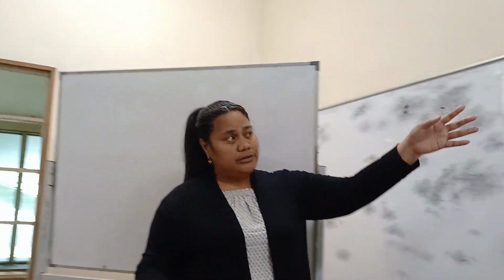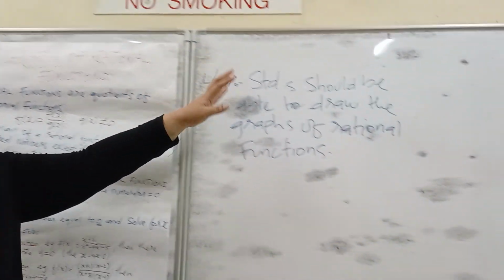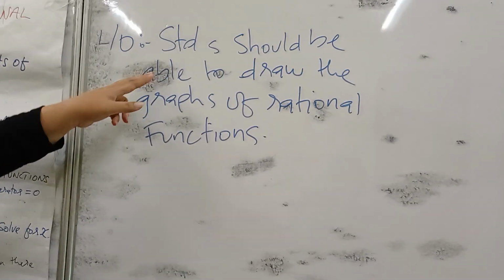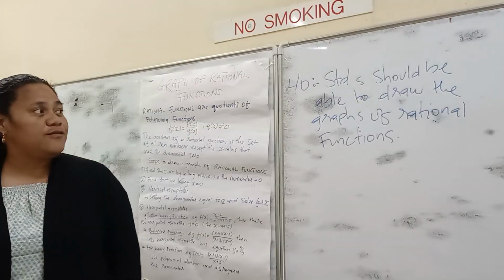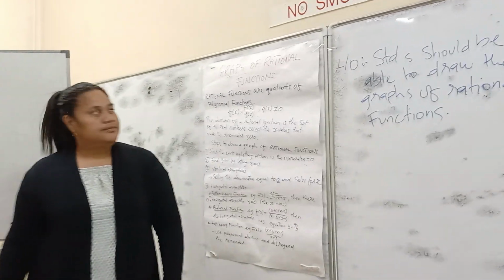So this is our learning outcome. At the end of the class you should be able to draw the graph of a rational function.